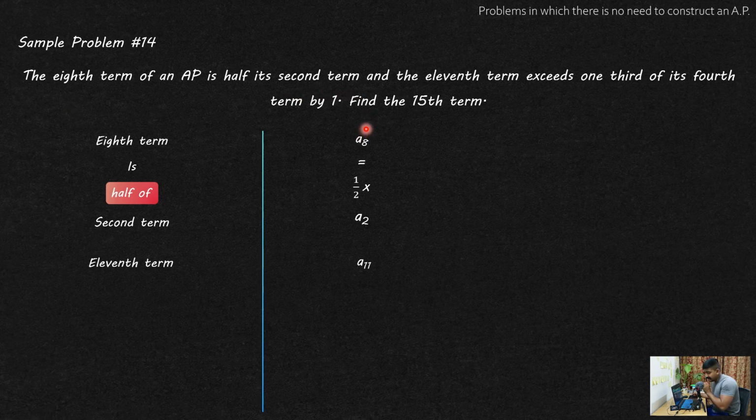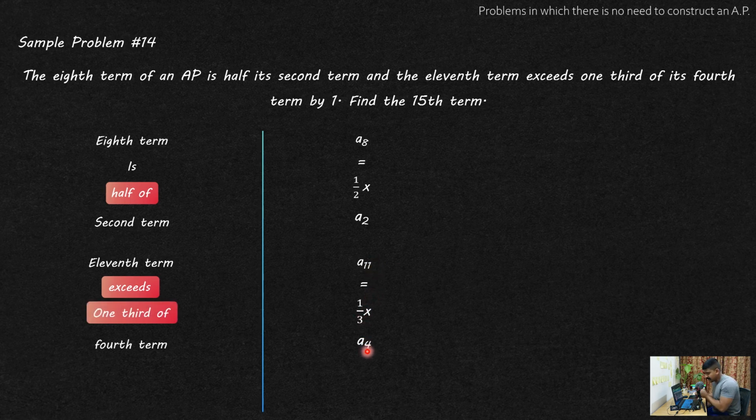Now, 11th term exceeds. Now, why am I writing equals when it is written exceeds? We'll see it in a moment. 11th term exceeds 1/3 of fourth term by 1. So A11 equals 1 by 3 into A4, or A4 upon 3, plus 1.